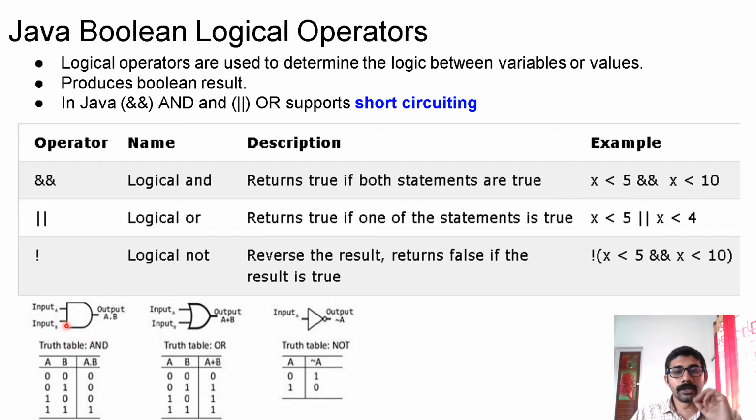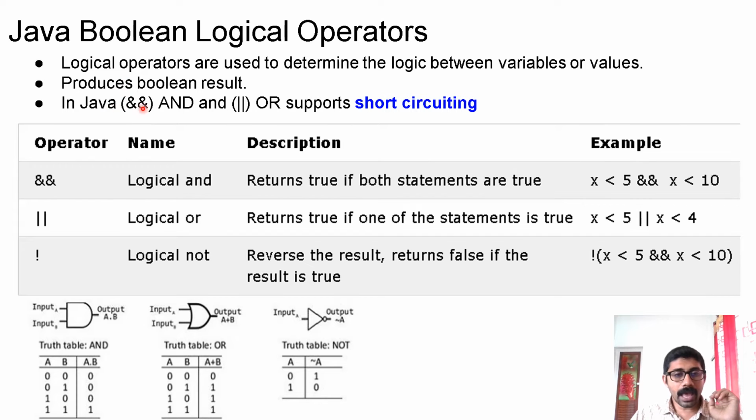Java Boolean logical operators. You know, in Boolean logic we have different gates: AND gate, NOT gate, OR gate, like that. So for the Boolean logic we have operators in Java. Logical operators are used to determine the logic between variables or values. They produce a Boolean result, so the output will be either true or false.